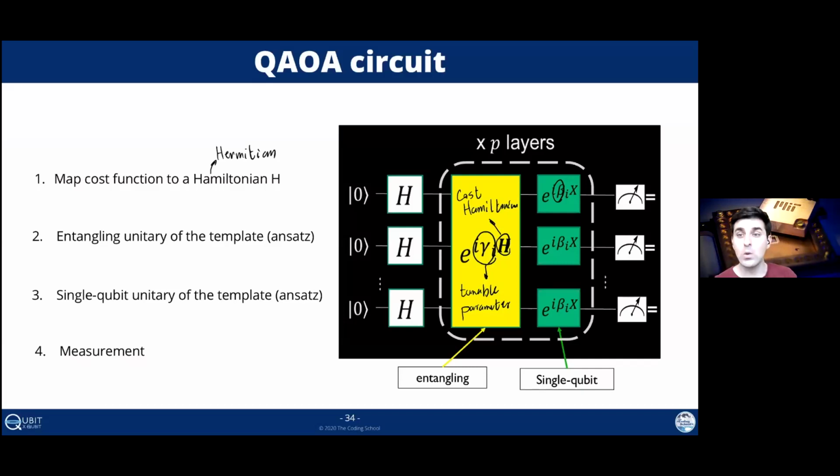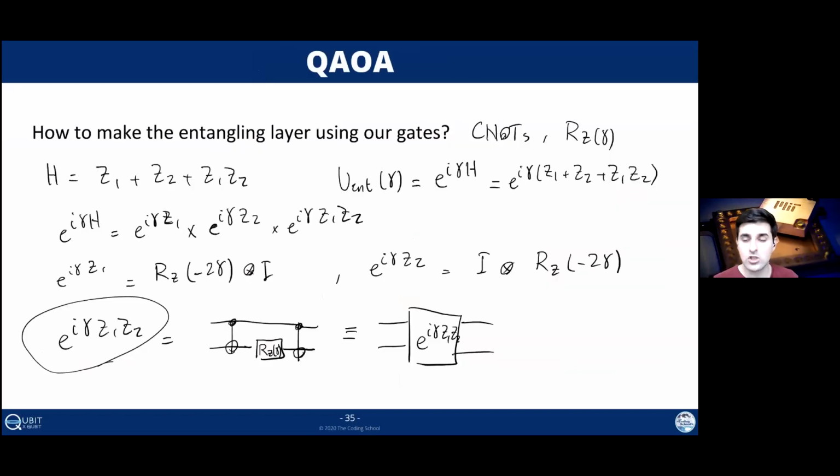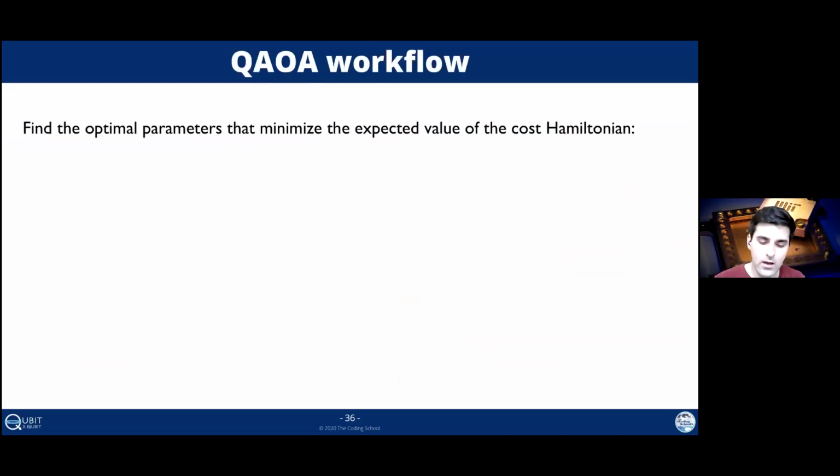In the case of QAOA, it gives us a recipe to create an ansatz based on the cost function that we're trying to optimize, and the cost function goes into effect in this exponent. And it's going to change what single and 2-qubit configurations we use for creating this entangling layer. Now, the workflow.